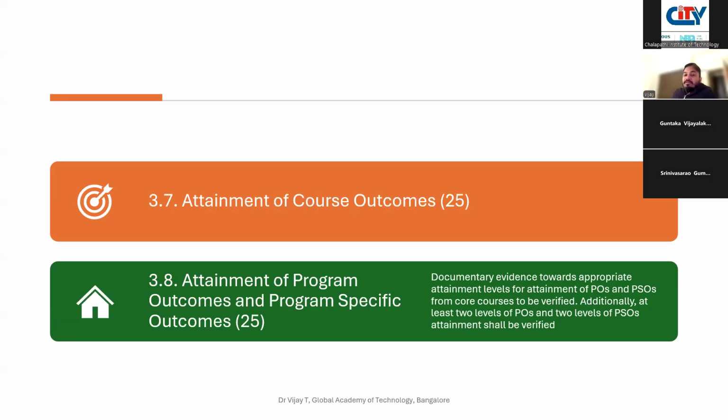Say 60% of students scoring more than 70% of the marks, I would rate them as 3. Why? So those justifications have to be ready with you, and a proper calculation and analysis have to be done with respect to CO and PO attainment.